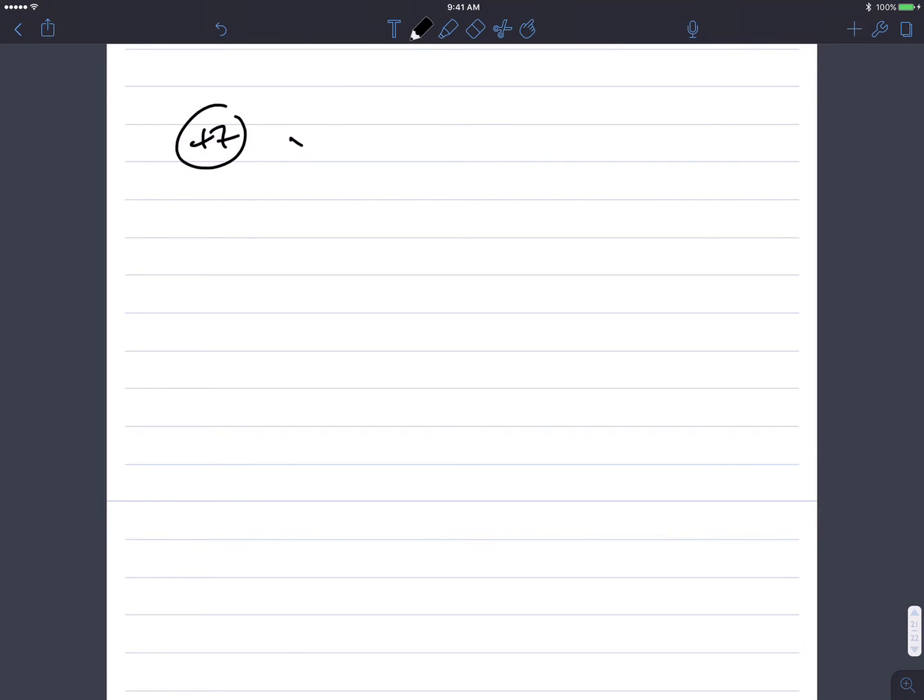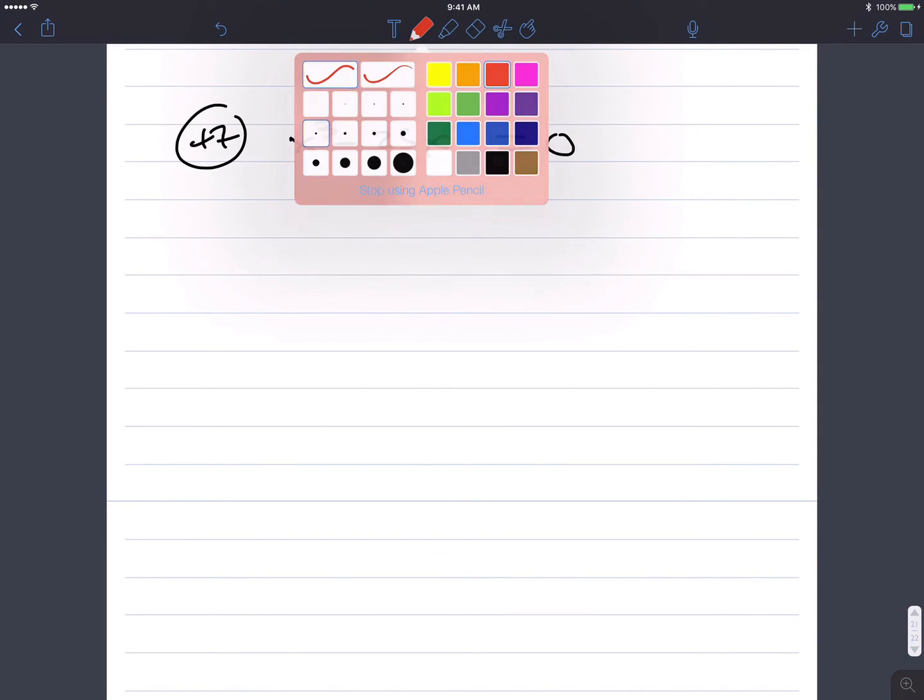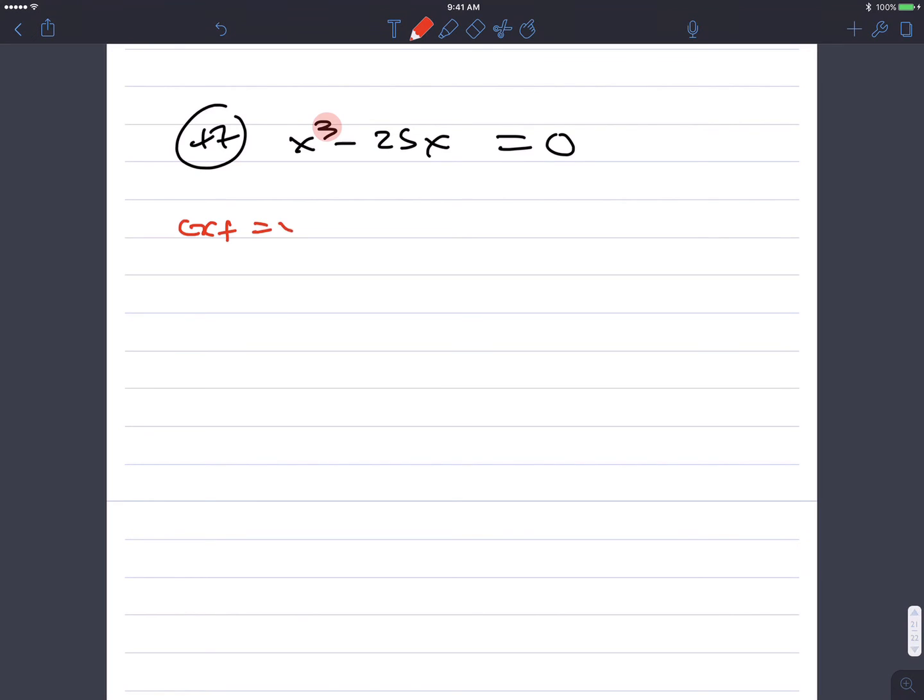This is going to be now x cubed minus 25x is 0. What's your highest power again? What's the highest power for x? Isn't that 3? Okay, so the highest power here is 3. That means it's not a quadratic. We're going to have to factor what? Factor completely. Okay? So what's your greatest common factor? Again, you're right. It's x.